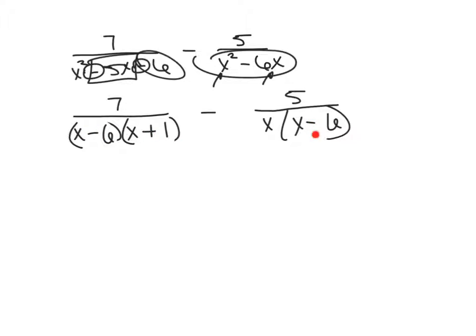Well, I've got an x minus 6 over here, so I don't care about this one because I have one there, but I've got an x here. I don't have an x over here all by itself. So I'm going to put an x there and an x there. Now I have an x.